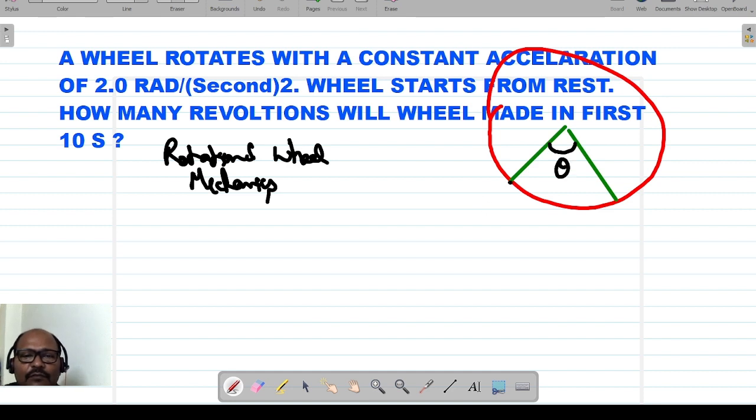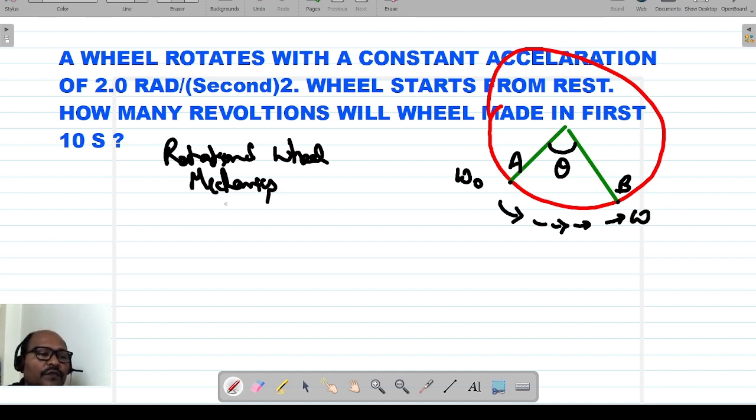And suppose the body starts moving from this point, in this way, like this. And suppose this is the final position. So let's say it starts from A and goes to B. So at A, the initial angular velocity is omega 0, and the final angular velocity is omega.